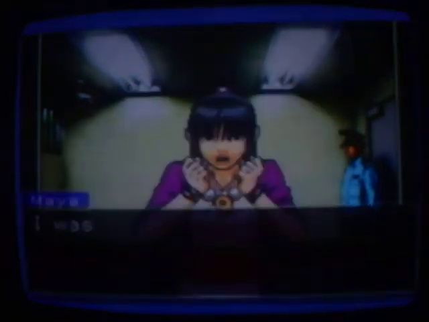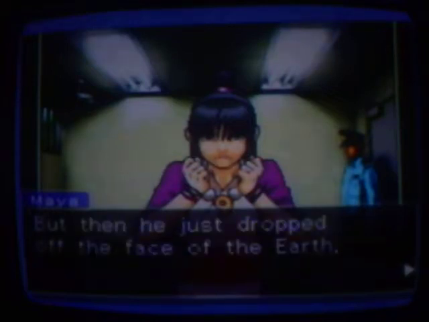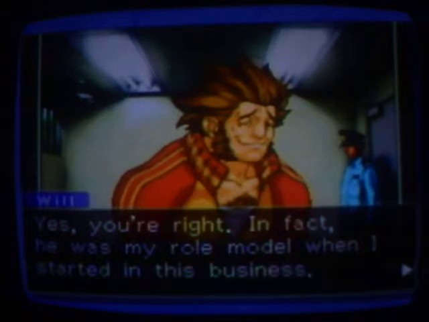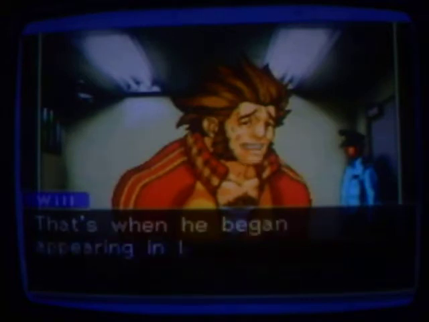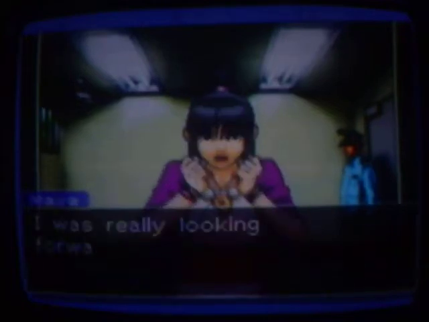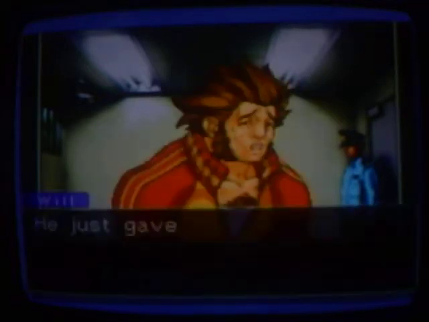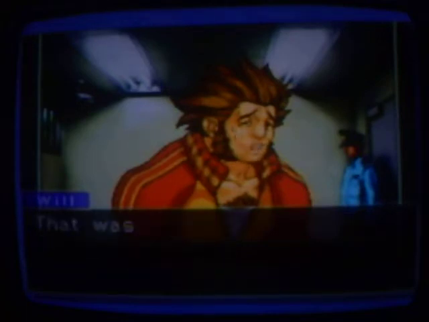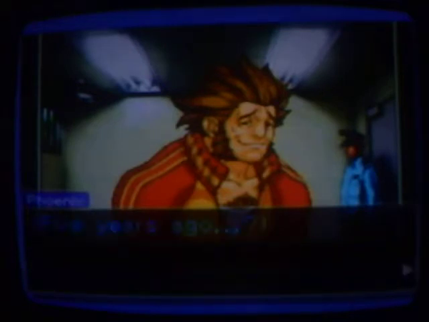Mr. Hammer. I was wondering about Mr. Hammer. He was a big star back in the day, right? But then he just dropped off the face of the earth. Oh, yes, you're right. In fact, he was my role model when I started in this business. But he just stopped taking on big roles. That's when he began appearing in little productions at Global. How could he do that? I was really looking forward to a sequel to Samurai Summer. He just gave up being a star 5 years ago. Actually, now that I think about it, that was right when Miss Vasquez came to Global 5 years ago.